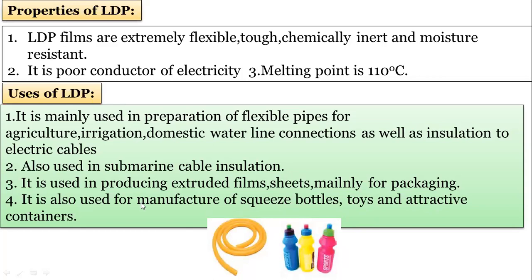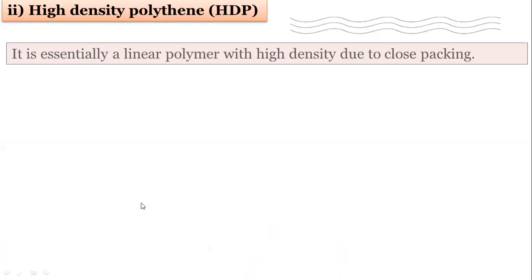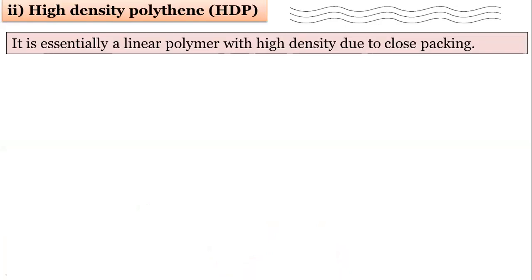Now I am coming to the high density polythene. High density polythene is a linear polymer which has high density due to close packing. Remember, high density is due to close packing, and low density polythene has low density because the chains are loosely held. This is prepared again from ethene, but the conditions are different here.